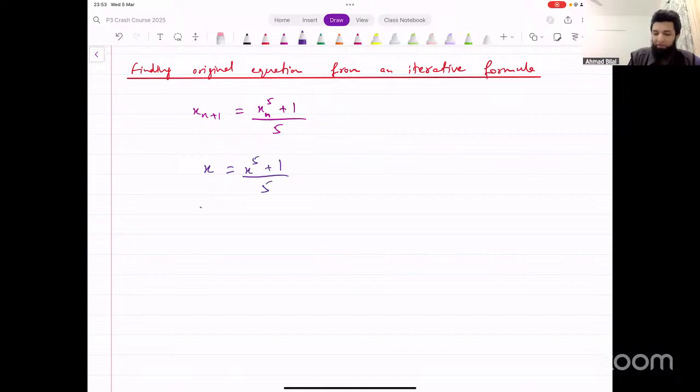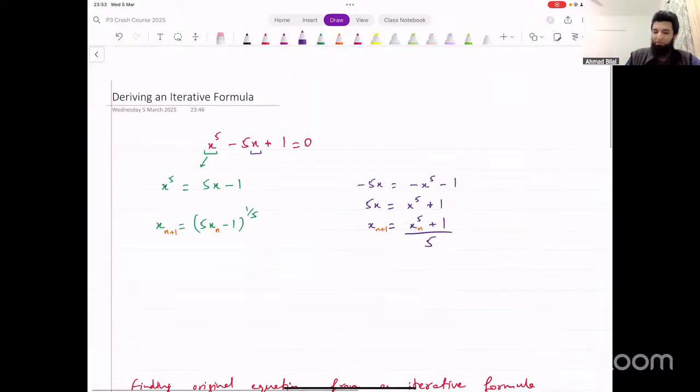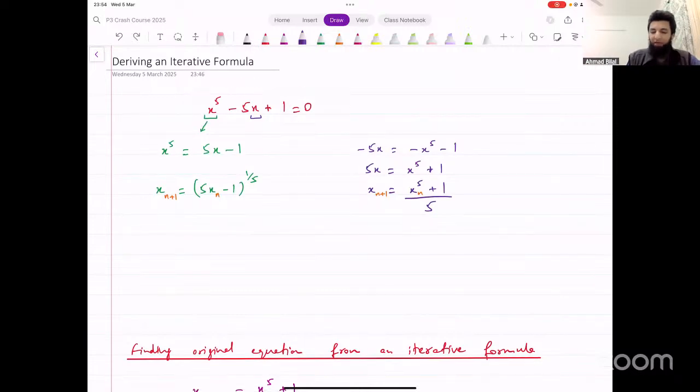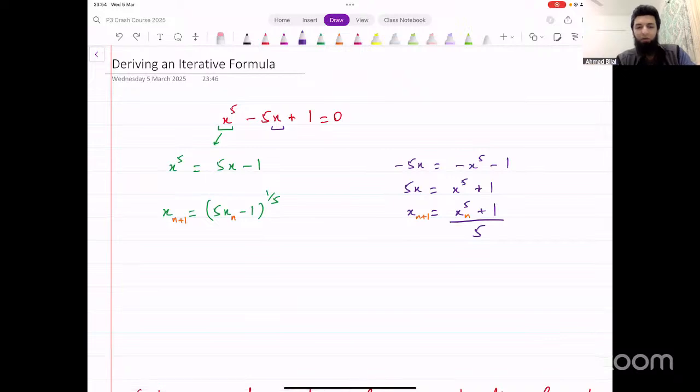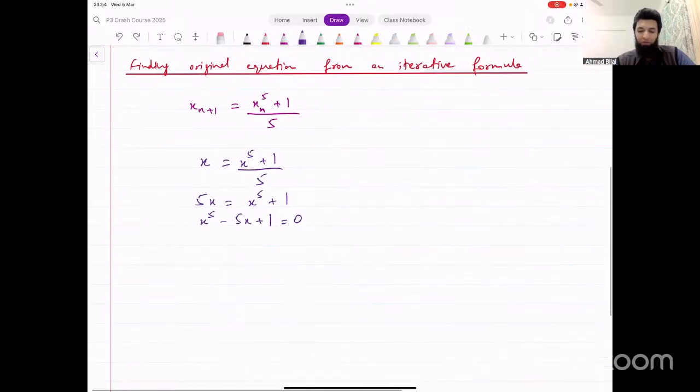Now just simplify this. Multiply 5 on the other side, that gives us 5x. On the right side, we have x raised to power 5 plus 1. So the equation becomes x raised to power 5 minus 5x plus 1 equal to 0. And that's the original equation that we had. So if you have an equation given, you know how to find the iterative formula from that now. And if you have an iterative formula given, you can go back to the original equation by just getting rid of n plus 1 and n from there. Okay? And that way you can get back to the original equation.